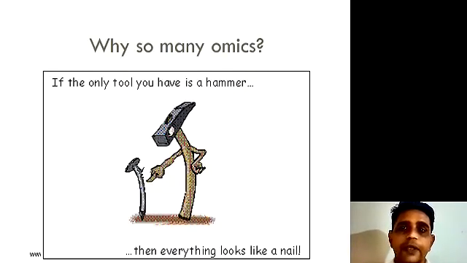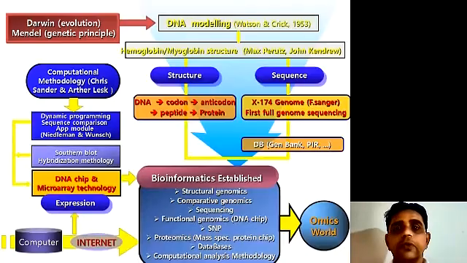Why are there so many omics? If you have only one tool, a hammer, then you can do just one thing. But when you have advanced tools, you'll be able to do so many things. The same thing happened with biology. Initially, we had very limited knowledge of biology, and we had only the fundamental principles like Darwin's evolution principle and Mendelian genetic principles.